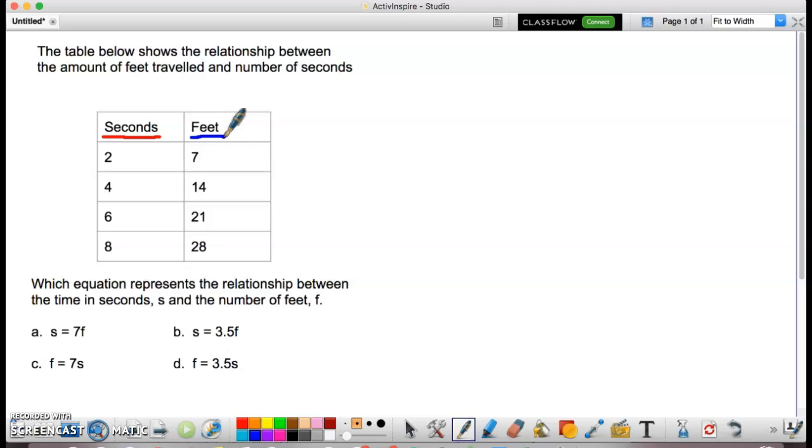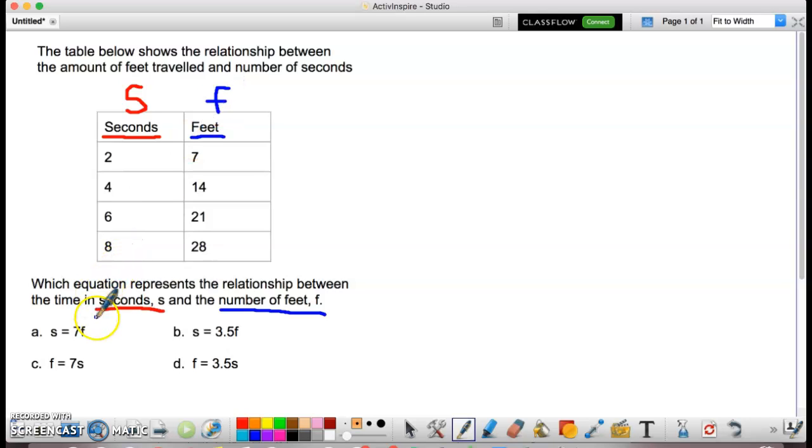Okay. So it says, which equation represents the relationship between the time in seconds, s? Okay, so that's important right there. It's telling us that the number of seconds is going to use the letter s. So I'm going to put that right above my seconds so that I know that we're talking about seconds when we say s. And the number of feet, f. So that's telling me that the letter f is for the number of feet. So I'm going to put the f above the feet.